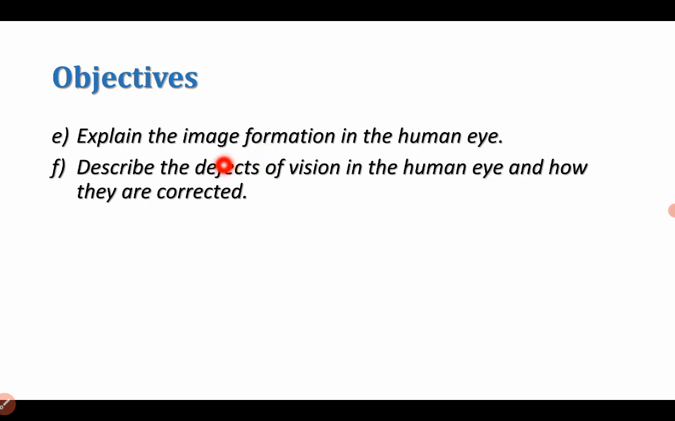We will describe the defects of vision in the human eye and how they can be corrected. Defects are basically problems that the eye may develop. And how do we correct those problems?